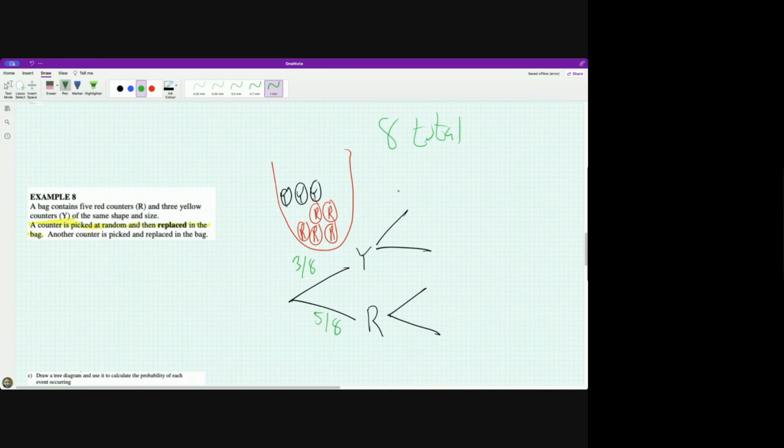Now, because you put things back in, what's the chance? Well, what are the options going to be here? They're going to be yellow and red, and yellow and red. And what are the chances of getting yellow? It's still 3 out of 8. It's 5 out of 8 chance of getting red. Here, it's still 3 out of 8. And here it is 5 out of 8.